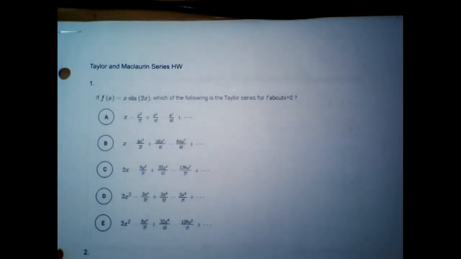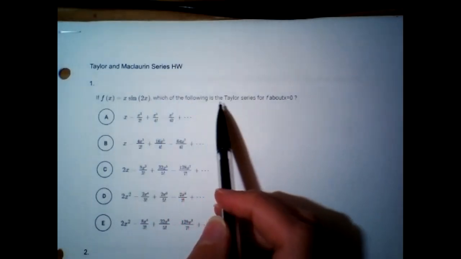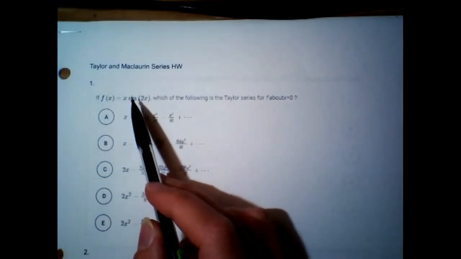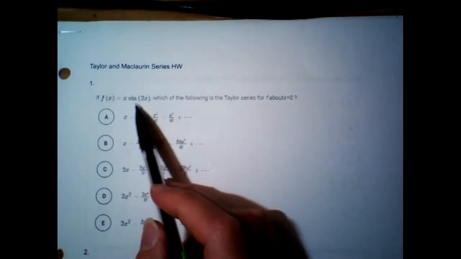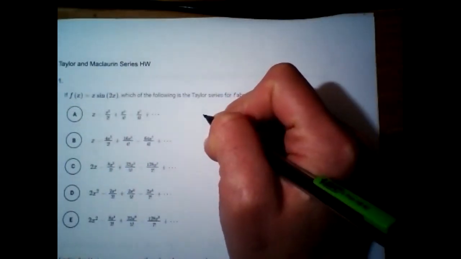So this first one says, if f of x equals x times sine of 2x, which of the following is the Taylor series for f about 0? So it's the sine of x function, except we're replacing x with 2x, and then we're going to multiply the whole thing by x.